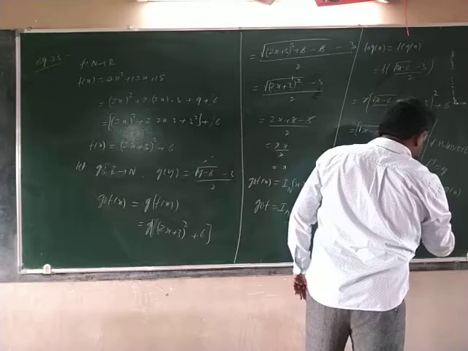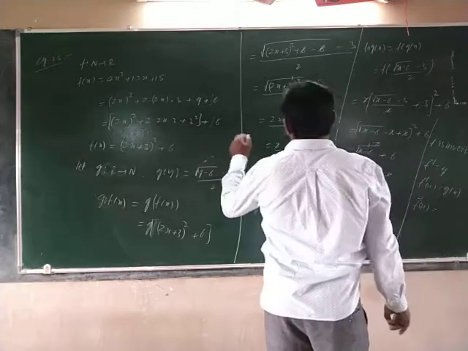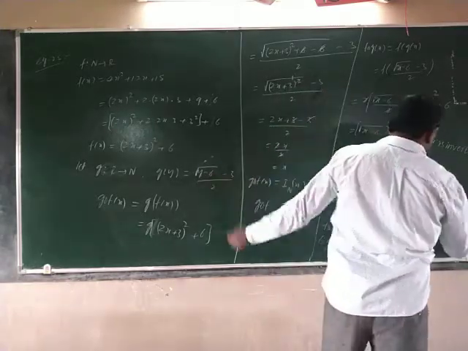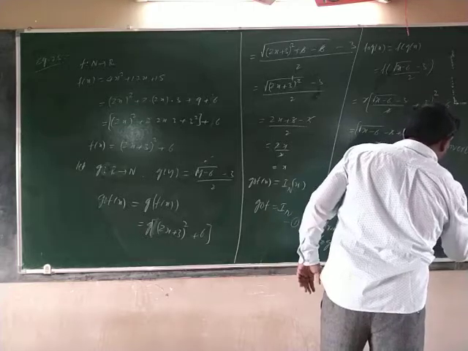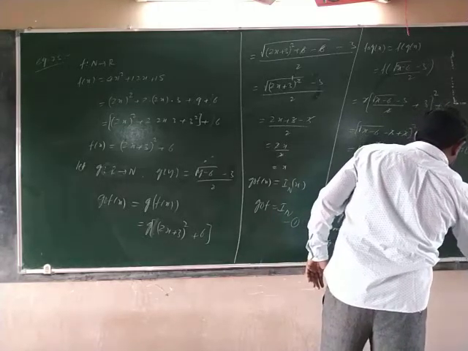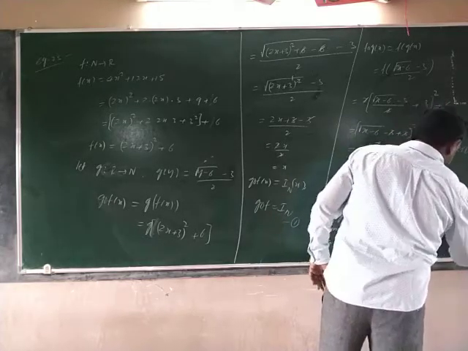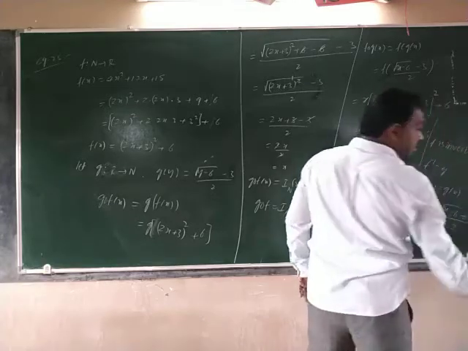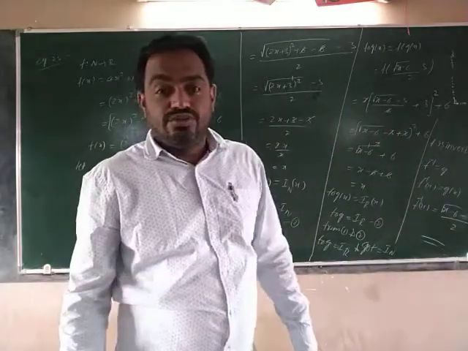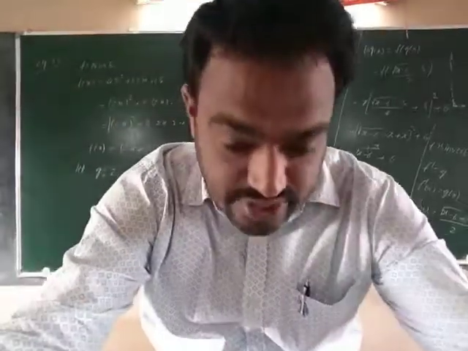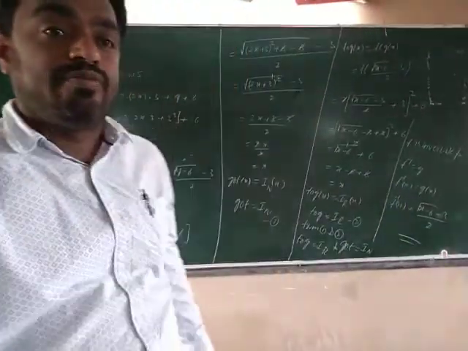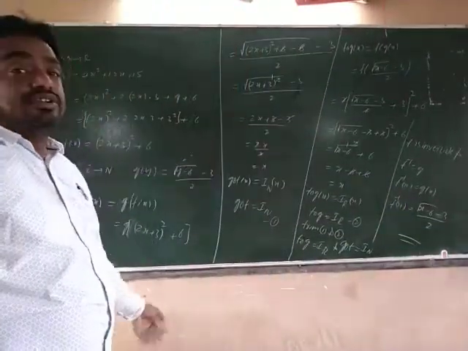Therefore, f inverse of x is equal to g of x. What is the g of x? This one. So, square root of x minus 6 minus 3 by 2 is the answer. So, that is the answer. You see, complete that one. Okay, that is the answer.